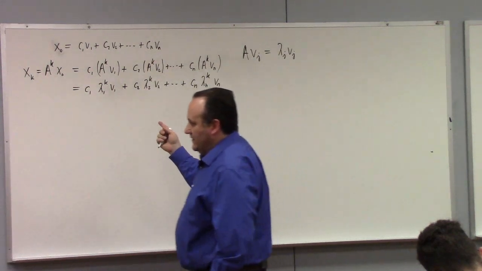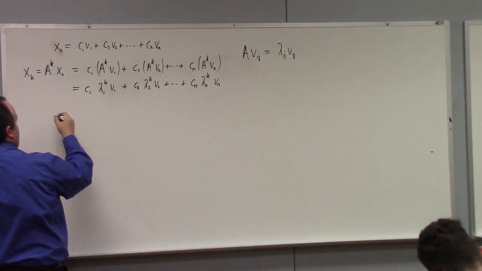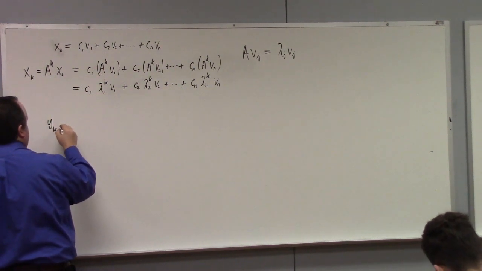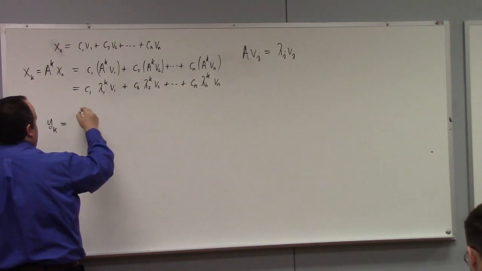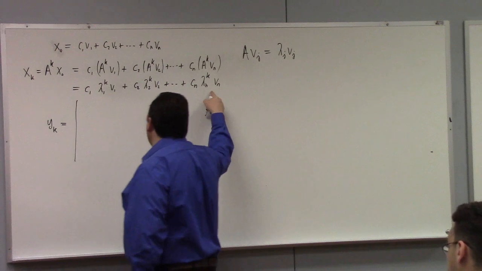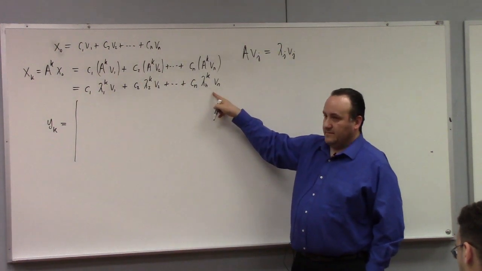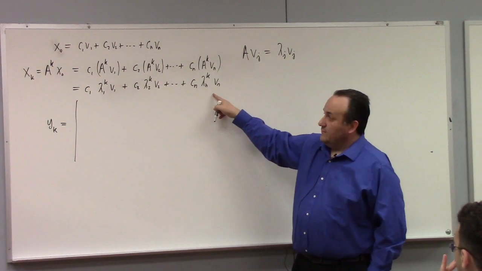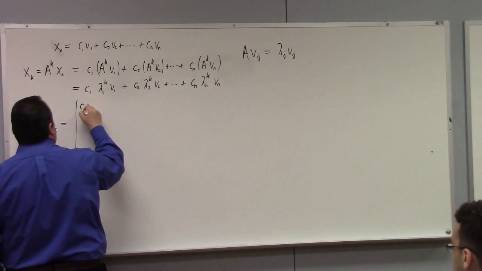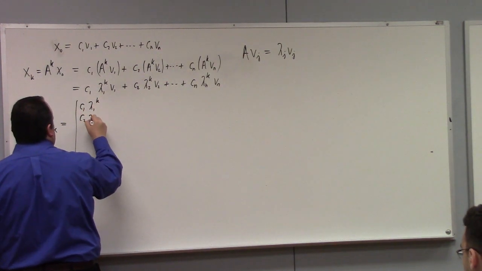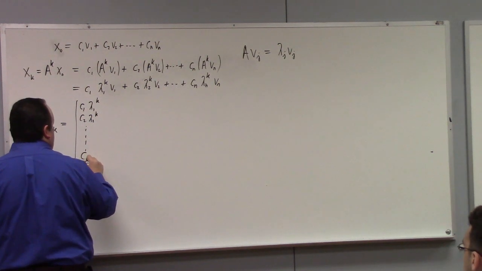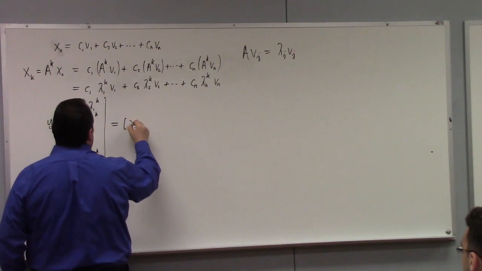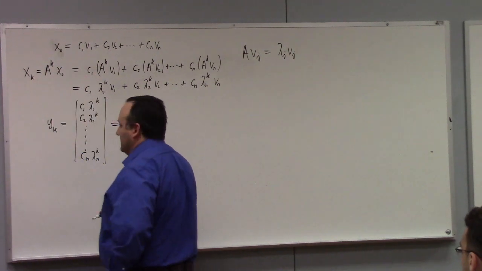And if you translate this into the eigencoordinates, what does it say? Basically yk is equal to, you can just make a column vector out of this, right? If this is the vector xk written with respect to the beta basis, what are the coordinates? The coordinates are the coefficients of the basis, right? Which in this context are c1 lambda 1 to the k, c2 lambda 2 to the k, through cn lambda n to the k. That's exactly the coordinate vector, if you will, of xk with respect to the eigenbasis here.